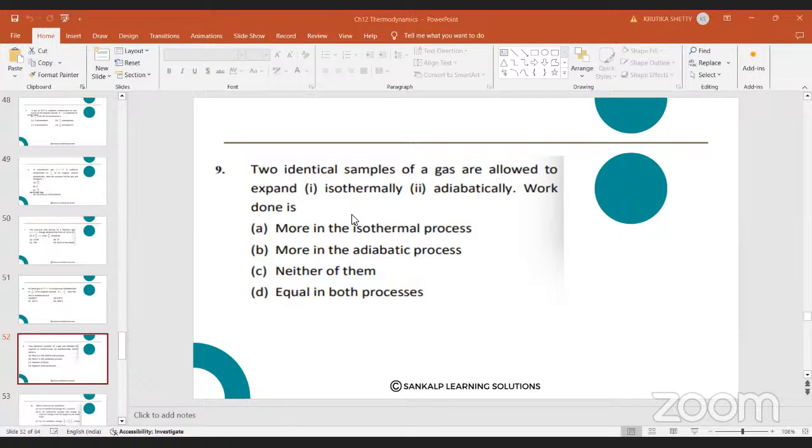Yes, correct. If you see the graph between the isothermal process and the adiabatic process, the isothermal curve is above the adiabatic curve. So in the graph, when you calculate the work done, since the isothermal curve is on top, it covers more area. Therefore, we can say that the isothermal process has the more amount of work done. Option A is the correct one. Okay, let us go for the next question.